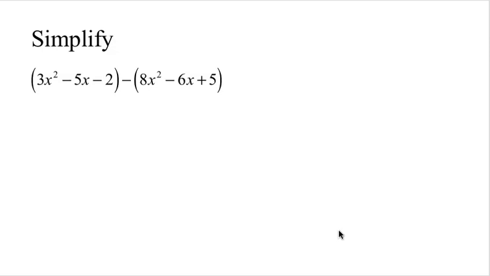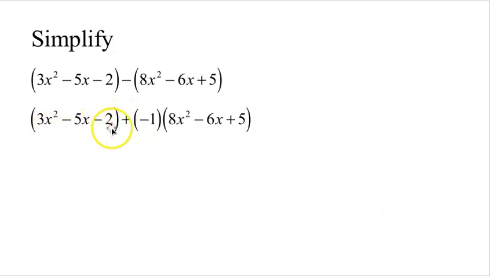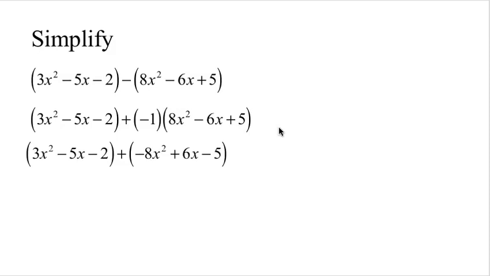So this is going to require some sort of a distributive property. So we're going to rewrite this as 3x squared minus 5x plus 2 plus negative 1. So plus a negative, and I'm going to just throw a negative 1 in there, and I'm going to distribute that. So this negative 1 will be distributed into all of these. Or think of it as a negative sign. The negative sign is distributed into all of the terms in the following trinomial. So negative 1 times x squared is negative 8x squared, negative 1 times negative 6x, positive 6x. Negative 1 times 5, negative 5.